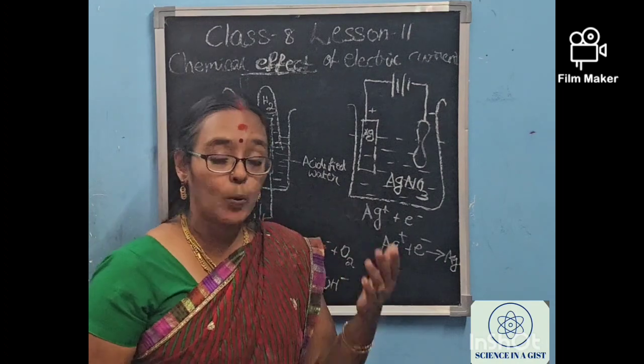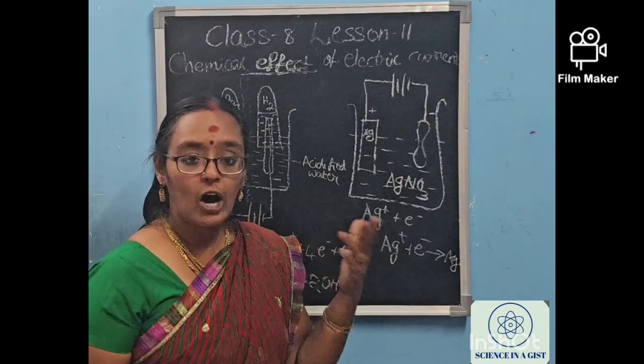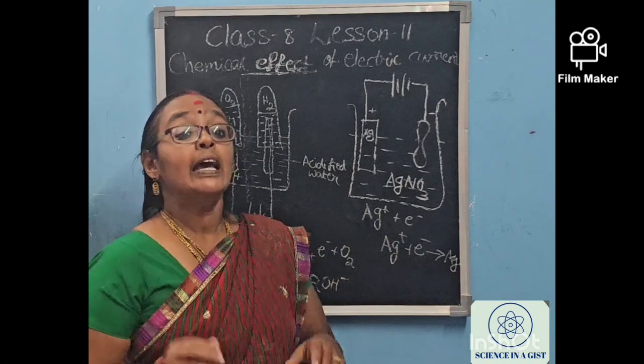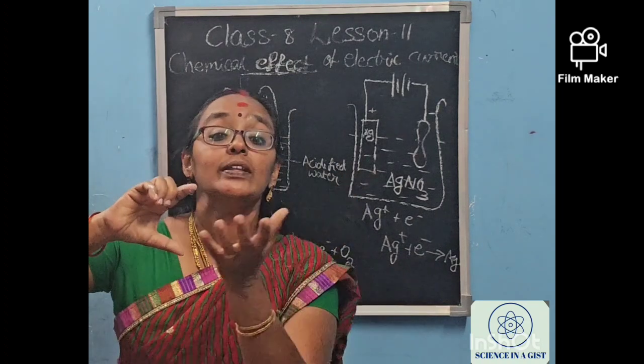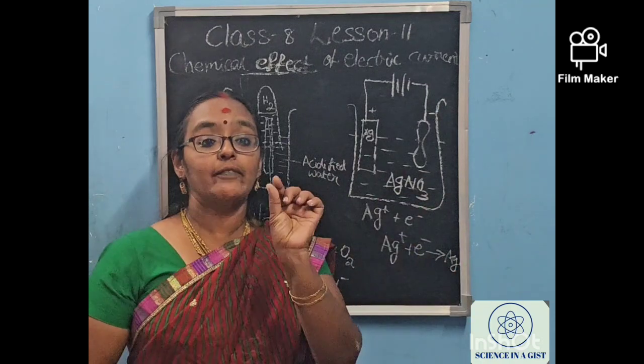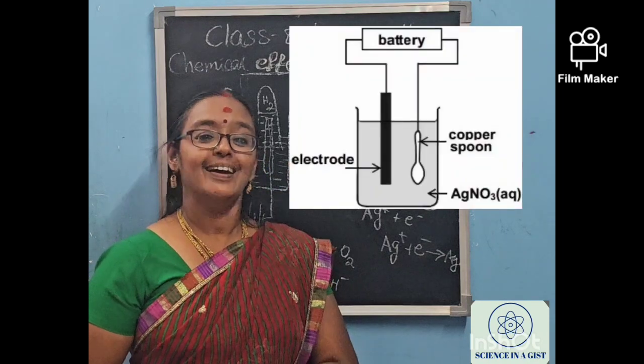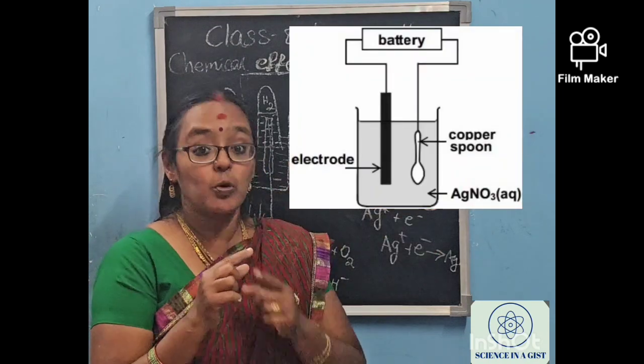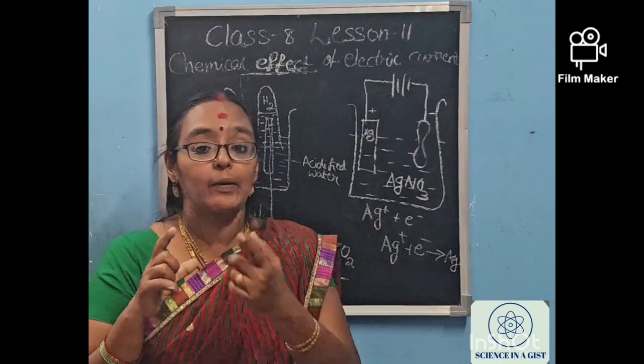So if we allow the electric current to flow, within half an hour or within 1 hour, we can say the steel spoon has been coated with silver. If we increase the time period, the coating will be much thicker. Okay? If we increase the time, much more silver will be coated above the steel spoon.